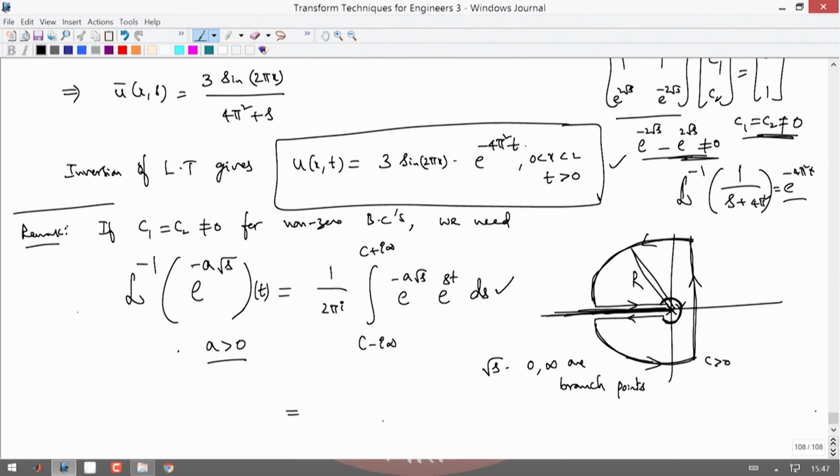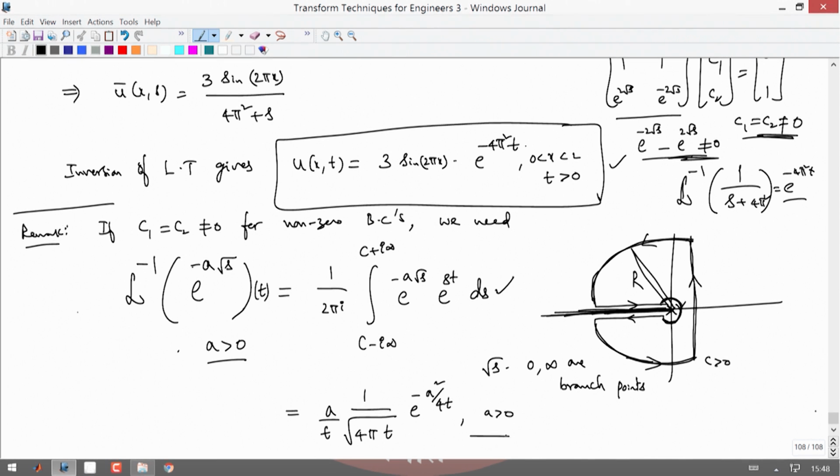This is going to be a times 1 by square root of 4 pi t, into t, that is, a by t times square root of 4 pi t, into e power minus a squared by 4t. So this is what you have.